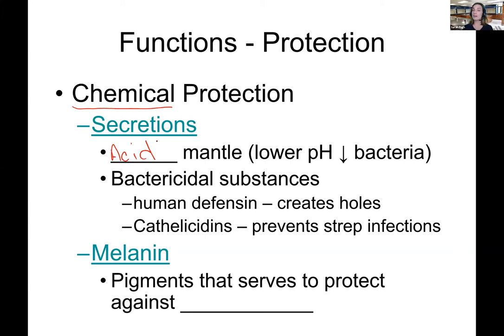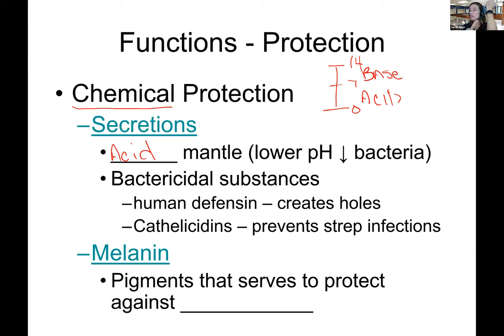And it actually causes the pH on the surface of your skin to be low, right? An acid has a low pH. If we think of our pH scale, which runs from 0 to 14, right? 7's in the middle, that's neutral. An acid is on the low end of the scale, and a base is anything above 7. So an acid's below 7, a base is above 7. So the acid mantle has a low pH. It's secreted on the surface of your skin, so it's all over the surface.